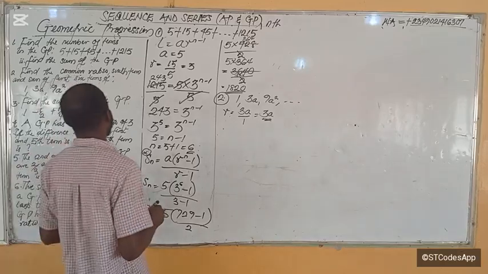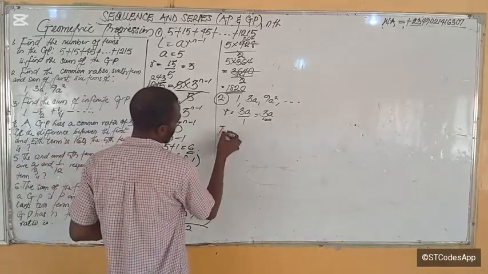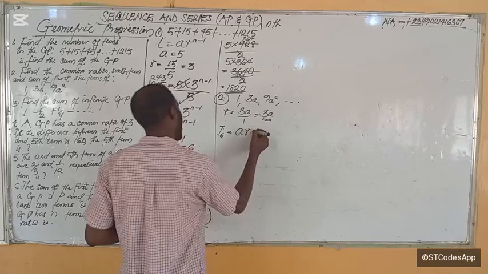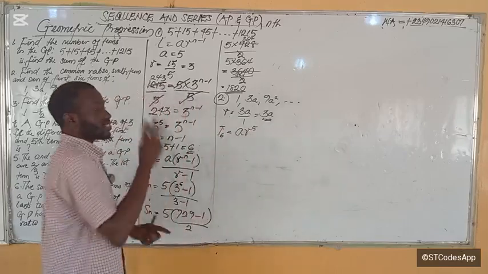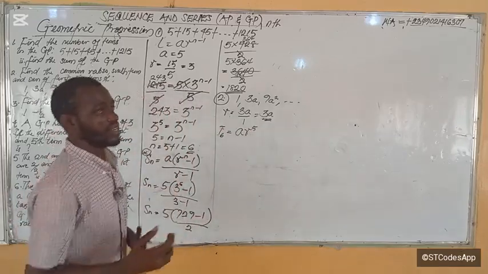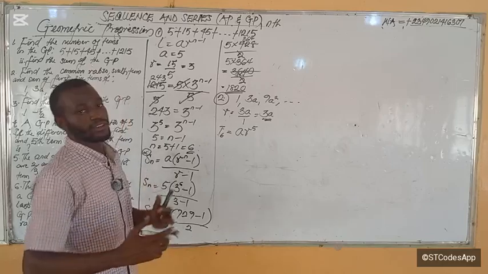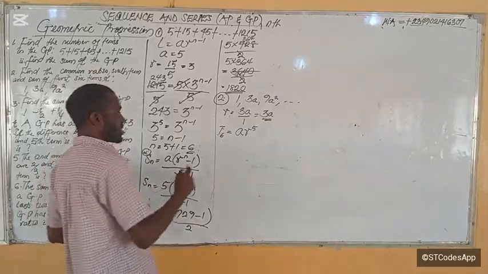I mean the same way, rather. Then the 6th term, that's T6 now, will be equal to what? A raised to power what? R raised to power what? 5. T6 will be A R raised to power 5. T7, A R raised to power 6. T19, A R raised to power 18. Is that correct? So that's the approach I use there.